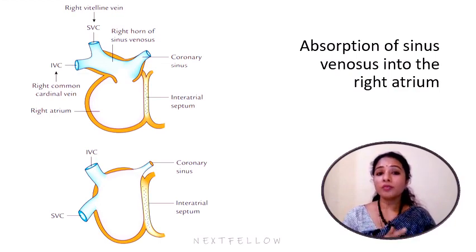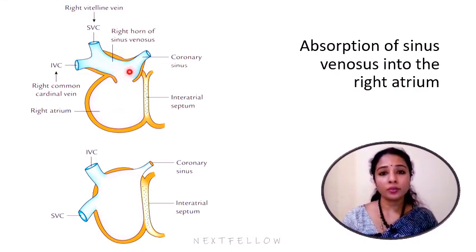After the formation of the interatrial septum, the right horn, that is the body of the sinus venosus, is absorbed into the right atrium. You can see the blue colored one is the sinus venosus, and the pink colored one is the primitive atrium.